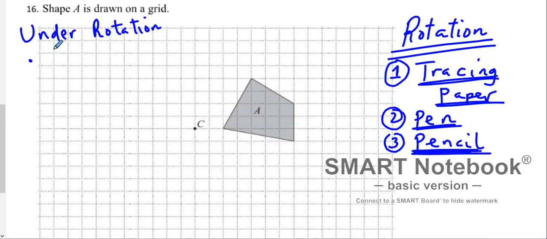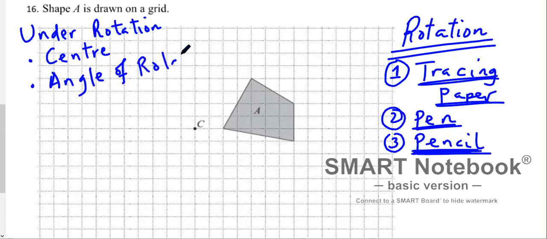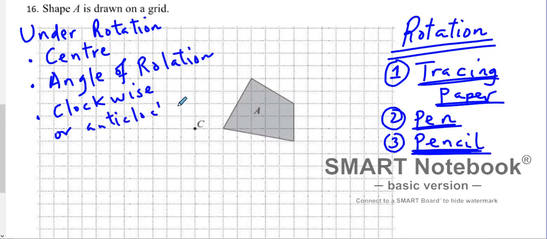Now, under rotation, we need to know the center of rotation. Also, we need to know the angle of rotation. Also, we need to know the direction. Now, the direction can either be clockwise or anti-clockwise. So we need to know the direction where we'll be rotating the shape to. So under rotation, we need to know the center, the angle of rotation, and the direction.